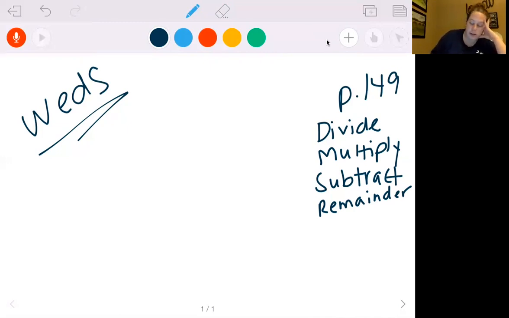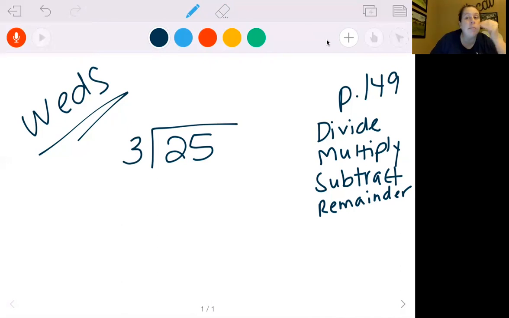So the problem is 25 divided by 3. So I write that with 25 in the house divided by 3 on the outside. Okay, so the first thing we need to know is how to write it. That's how you would write it. The bigger number, remember, always goes inside the house. So then we divide it. And what that means is we need to see how many times 3 goes into 25.